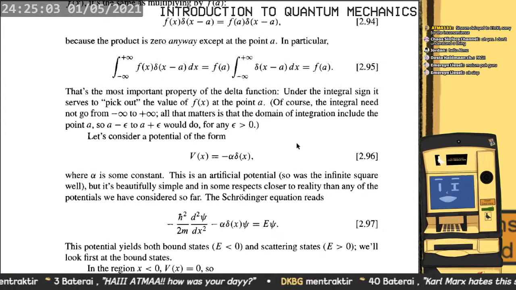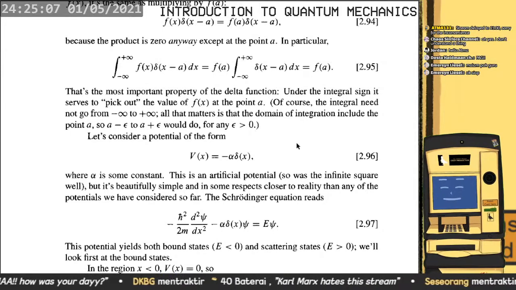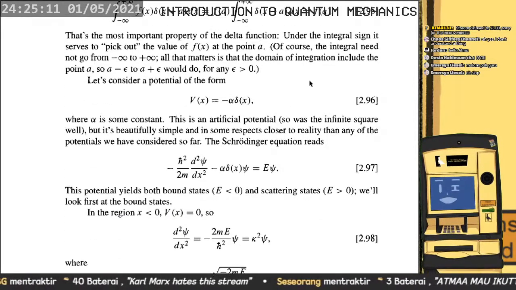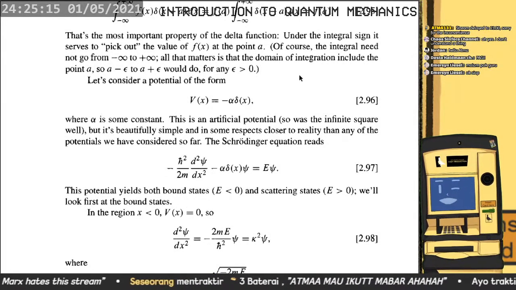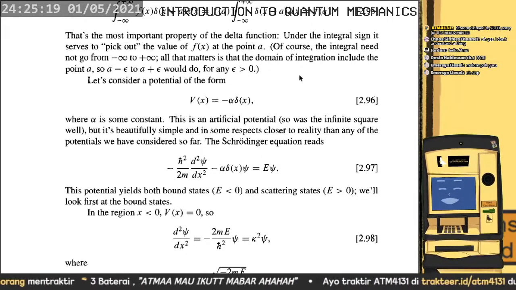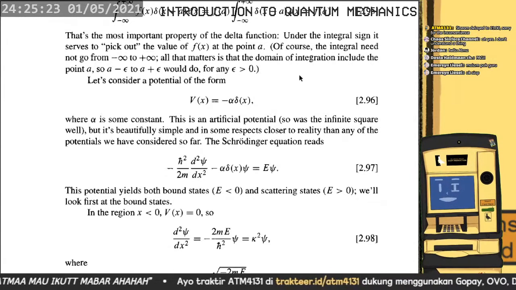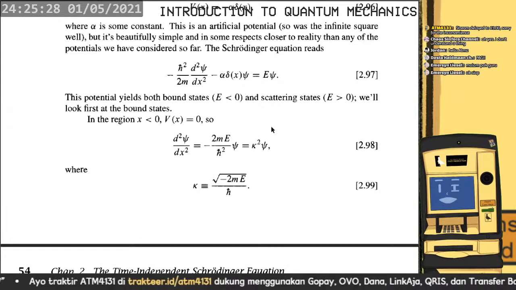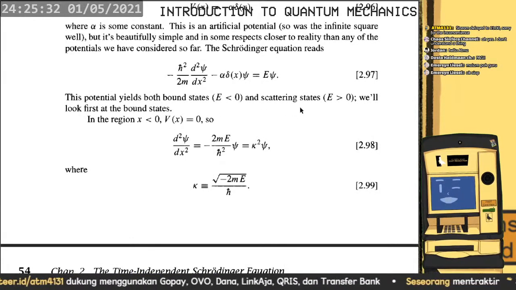Okay, then let's continue. Let's consider the potential of the form given by the equation, where alpha is some constant. This is an artificial potential, as was the infinite square well, but it's beautifully simple and in some respects closer to reality than any of the potentials we have considered so far. The Schrödinger equation reads this. This potential yields both bound states and scattering states. We will look first at the bound states.